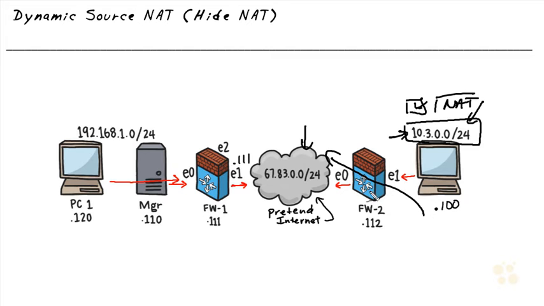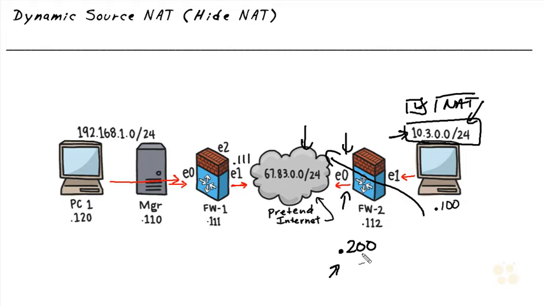And the second question is for source NAT. If we're translating the source IP addresses of these clients, what IP address do we want to translate them to before we forward the packets out? And we have several options. We could use the interface associated with E0, which is 67.83.0.112, or if we had been assigned the IP address of .200, 67.83.0.200 from our service provider, we could use that IP address.